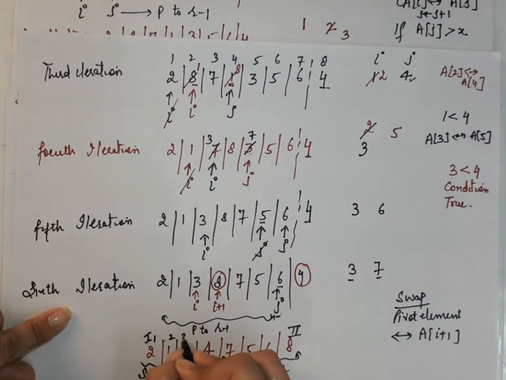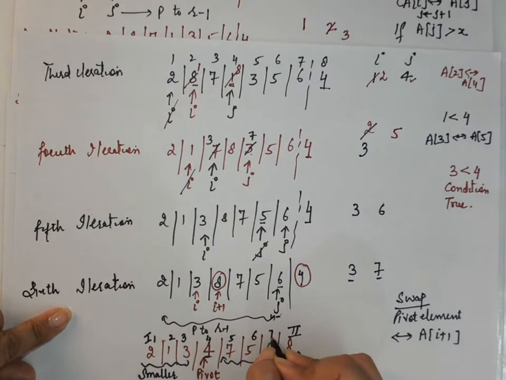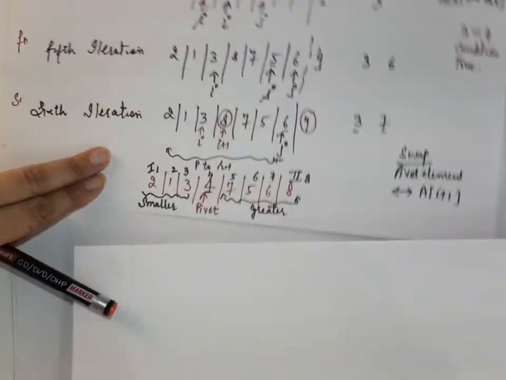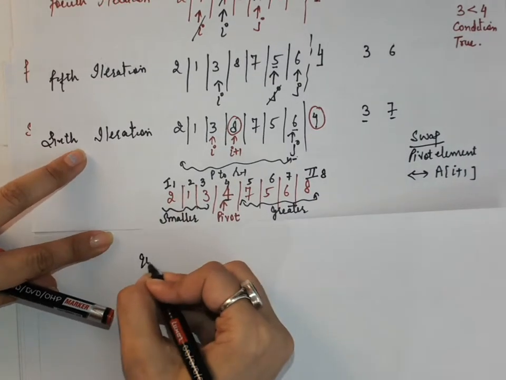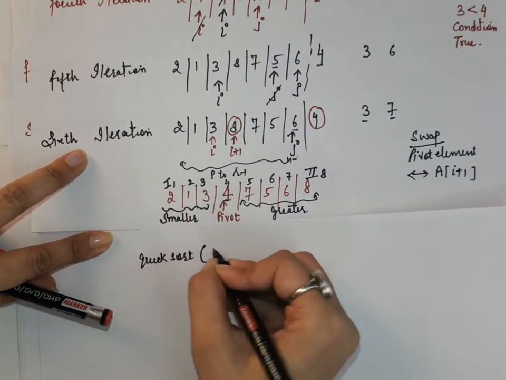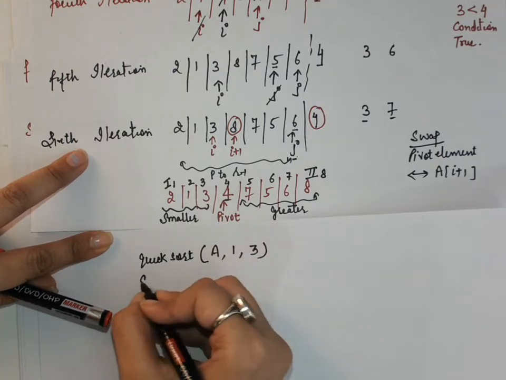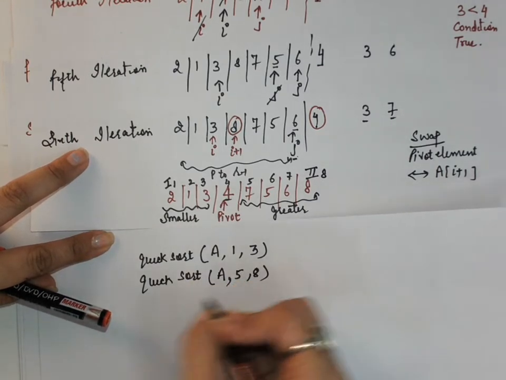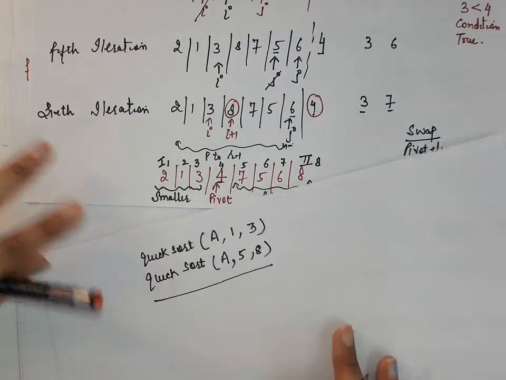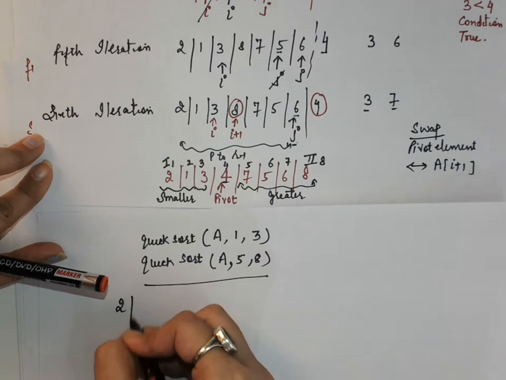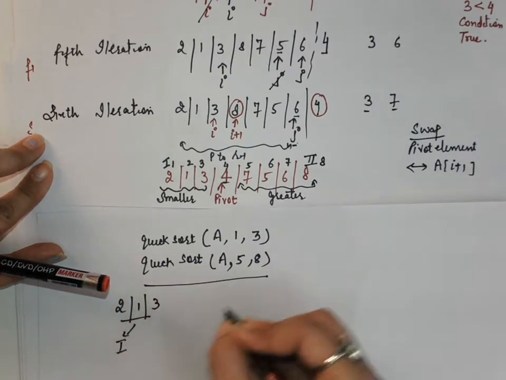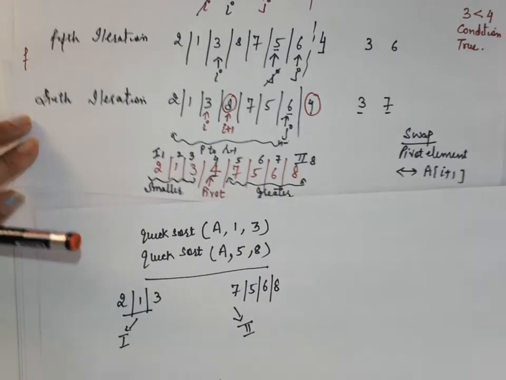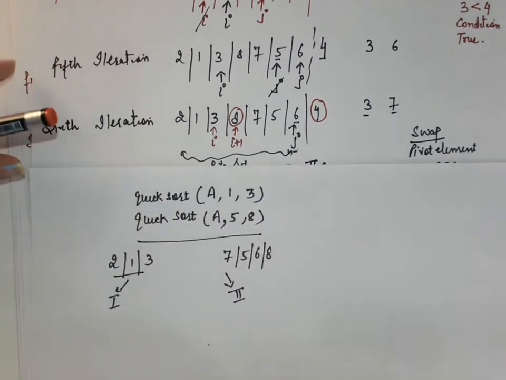So 1, 2, 3, 4, 5, 6, 7, 8. So the same procedure will run; we'll call quicksort again on 1 to 3 and, as it is a recursive procedure, quicksort on 5 to 8, and the same steps will be repeated on these two lists: 2, 1, 3 and 7, 5, 6, 8 on list number 2.